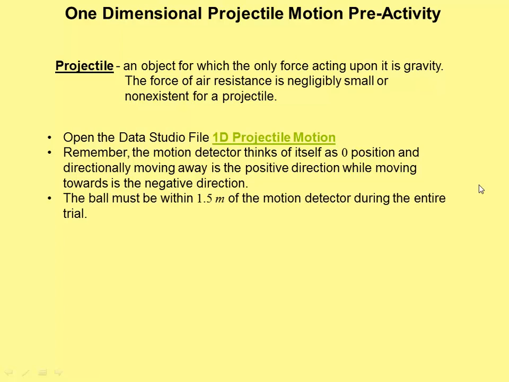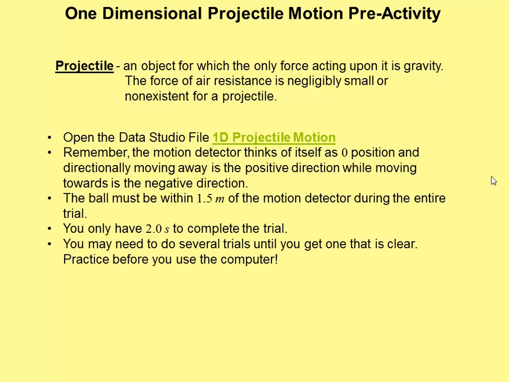As I just mentioned, because I've locked down the axes on the Data Studio file, you have to keep the ball within about 1.5 meters of the motion detector. If you go above that, you won't end up seeing it. It'll go off the screen, and you can't hit the auto scale button because I've locked it down. Similarly, you have to do it within 2 seconds. This shouldn't be a problem if you're within 1.5 meters. You should have plenty of time. As soon as somebody hits start and you hear it clicking, do what you have to do, and then hit stop when it's done, and you should get the whole trial right on the screen.